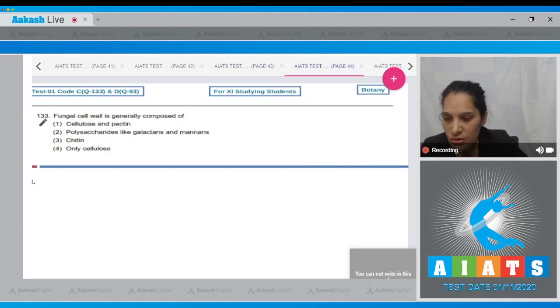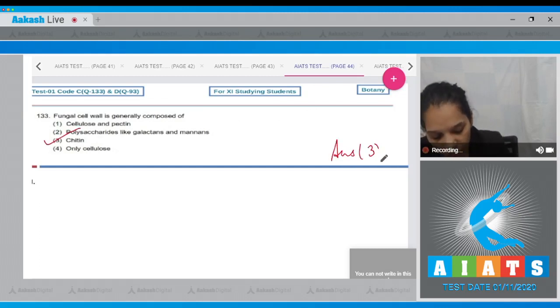Let's move to the next question, which is question number 133. Fungal cell wall is generally composed of. It is generally composed of chitin, which is a polymer of N-acetyl glucosamine. So the correct option for the given question is option number 3. Let's move to the next question.